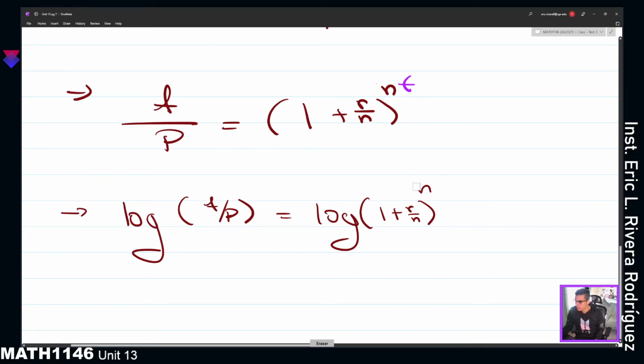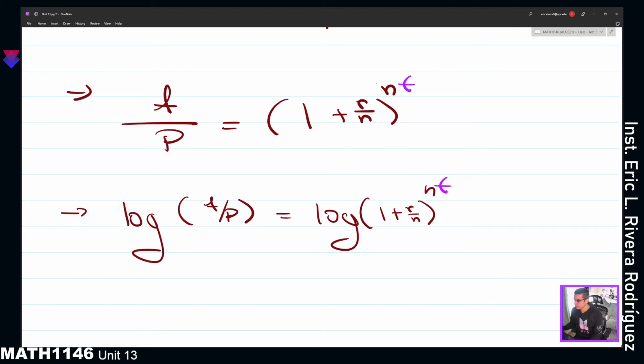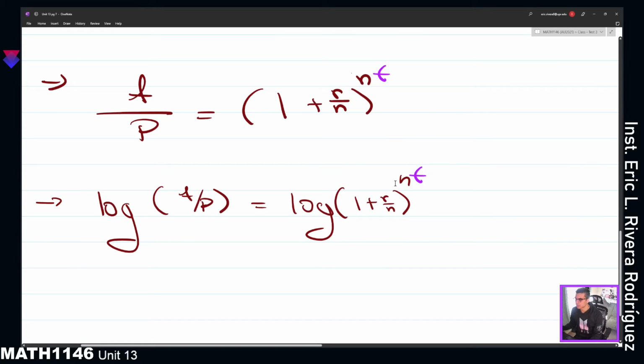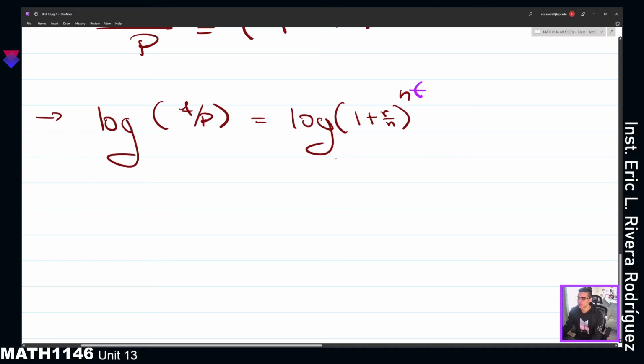So the writing here is getting clunky, not nice, so be careful when you are writing each step here. This exponent belongs to the argument of the logarithmic function. So the exponent completely goes in front of the logarithmic function.